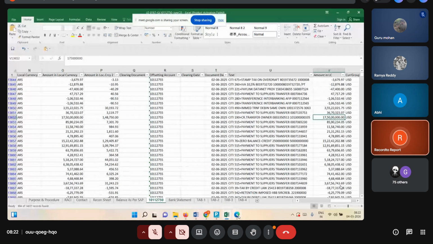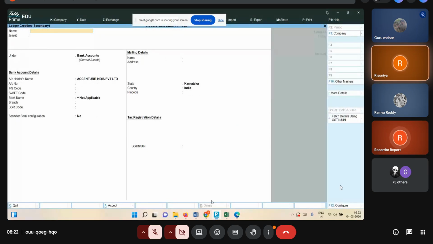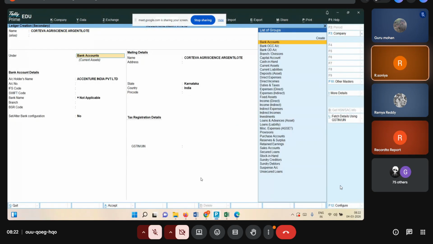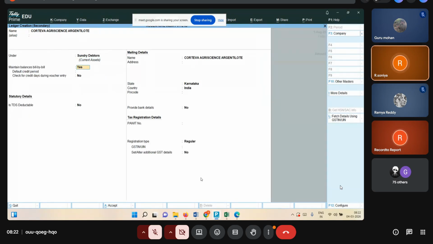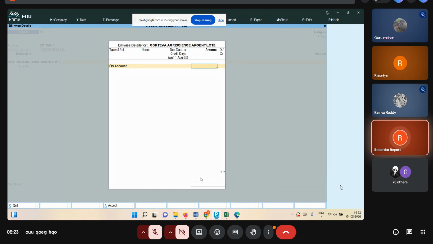Okay. So they are receiving the money from whom, transferring to, assume this is a customer. So they received the money from, there are two branches in Argentina, they received from Cortiva AgriScience Argentina. So this is one of the customers, assume. Okay. So from them they received the money. Okay. So who is sundry debtors?